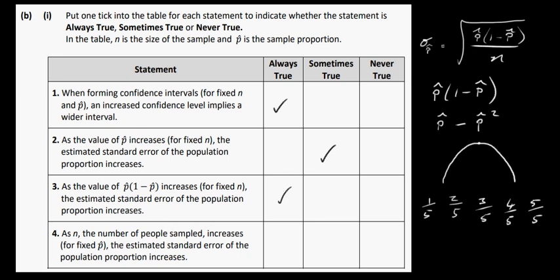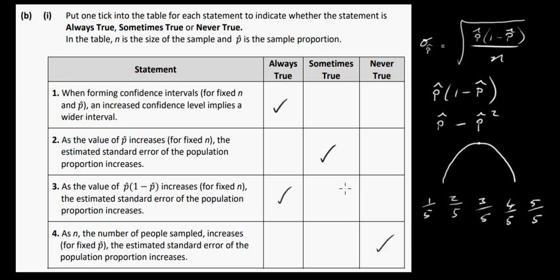Now what about the last one? As n, the number of people sampled, increases for fixed p hat, the estimated standard error of the population proportion increases. Well, that's never true, because as n increases, the denominator increases. The top part is fixed, but n will increase. What happens to the fraction?